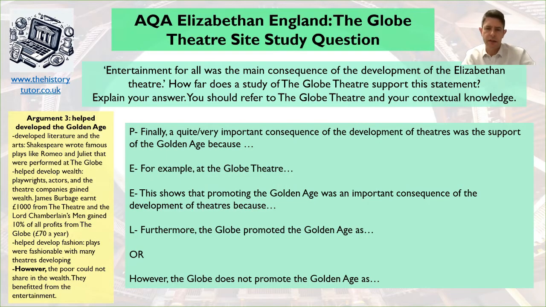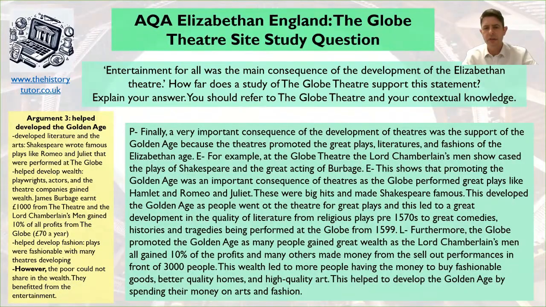Here's my final paragraph. So finally, a very important consequence of the development of theatres was the support for the Golden Age, because theatres promoted the great plays, literature and fashions of the Elizabethan age. For example, the Globe Theatre Lord Chamberlain's men showcased the plays of Shakespeare and the great acting of Burbage. So a simple example there, linking to our main characters. This shows promoting the Golden Age was an important consequence of theatres, as the Globe performed great plays like Hamlet and Romeo and Juliet. There were big hits and made Shakespeare famous.